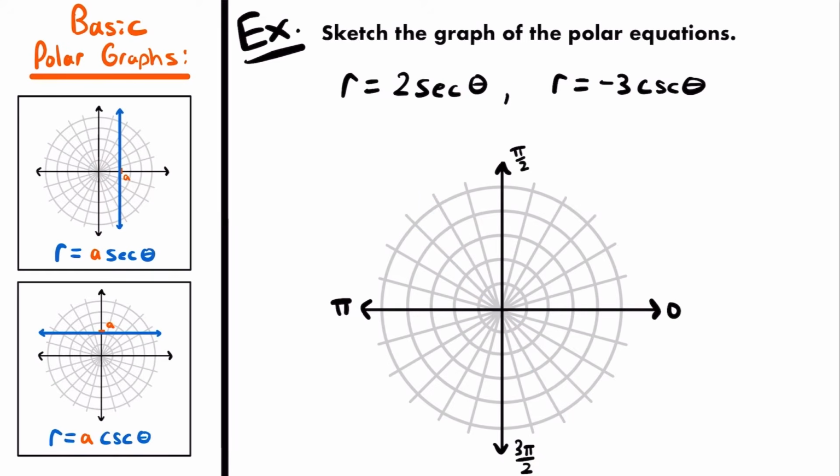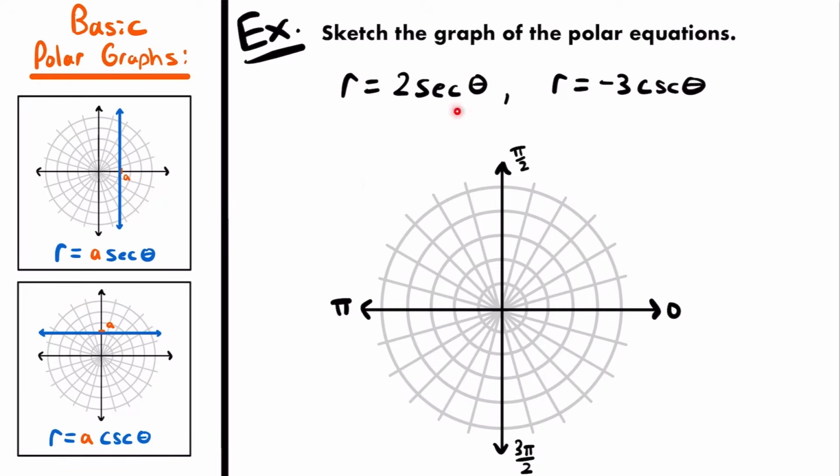Alright, so next up we want to sketch the graph of these polar equations. We have r equals 2 times secant theta and r equals negative 3 times cosecant theta. Now both of these polar equations represent some basic polar graphs. And so if you take a look over at our sidebar here, whenever you have r equal to some constant a times secant theta, you're going to have a vertical line that passes through that value of a along the polar axis. And when you have r equals some constant a times cosecant theta, you're going to have a horizontal line that passes through that value of a along the vertical axis, where theta equals π/2.